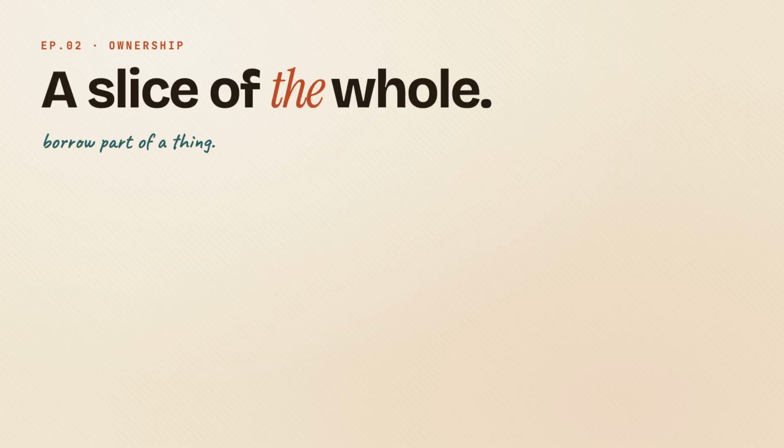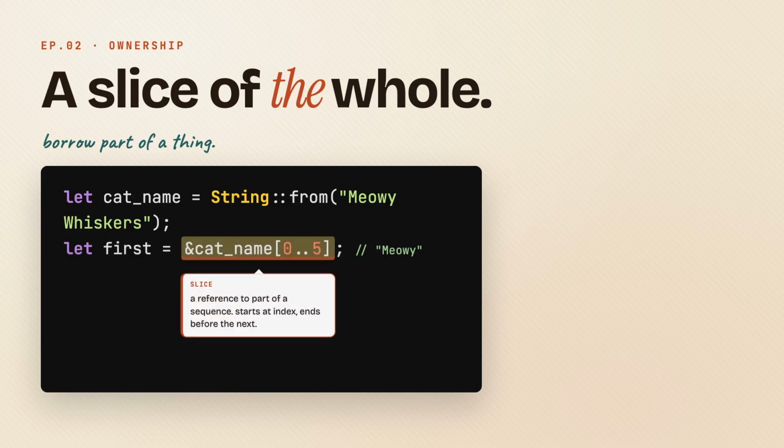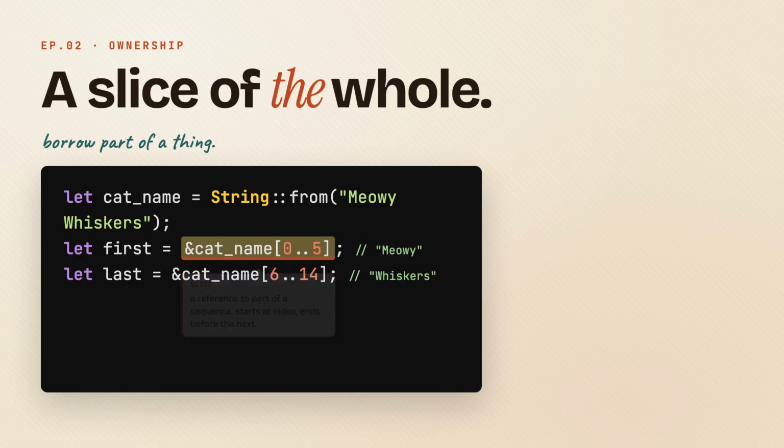Sometimes you don't want the whole thing, or the whole portion of it, or maybe you want just a slice or a little bit of the portion. Well, in that case, we can use a range with ampersand. There are two indices, where the slice starts and where it ends. A slice is a reference, not a copy. Here, first is the first 5 characters of cat name, and last is the rest. No new heap memory, both are references that point into the original.